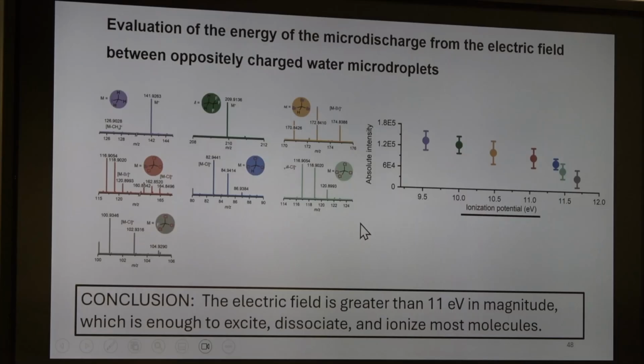We put in benzene, C6H6, and we see C6H6 plus, and we've actually plotted this, the ionization potential, which falls off. And so the conclusion we reach is the electric field is greater than 11 eV in magnitude, which is enough to dissociate, excite, and ionize most molecules. Micro lightning is happening.